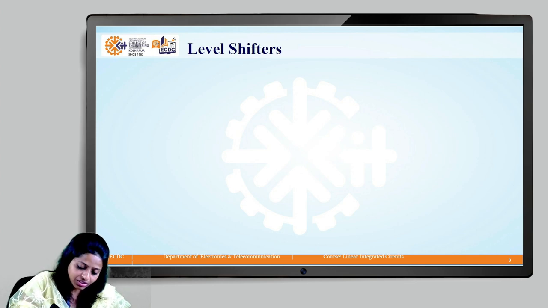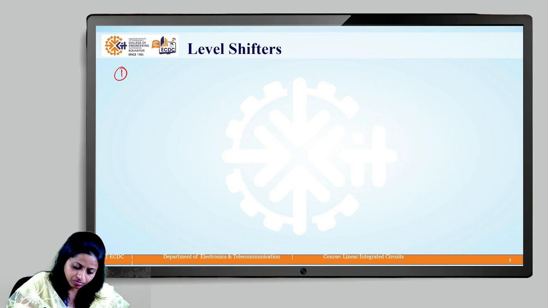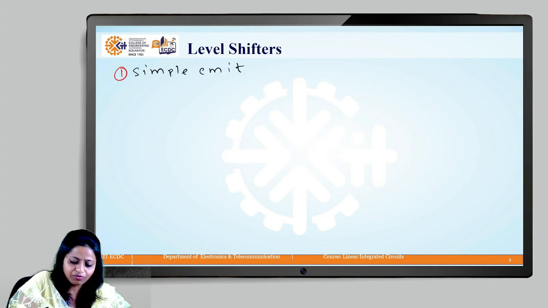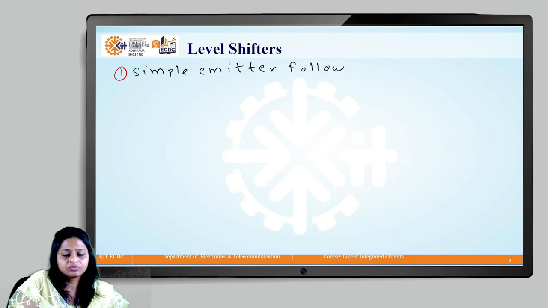So, the first circuit that we can use is the simple emitter follower circuit. Now why are we using the emitter follower circuit here? Because its gain is 1. Since its gain is 1, it will not alter the swing.